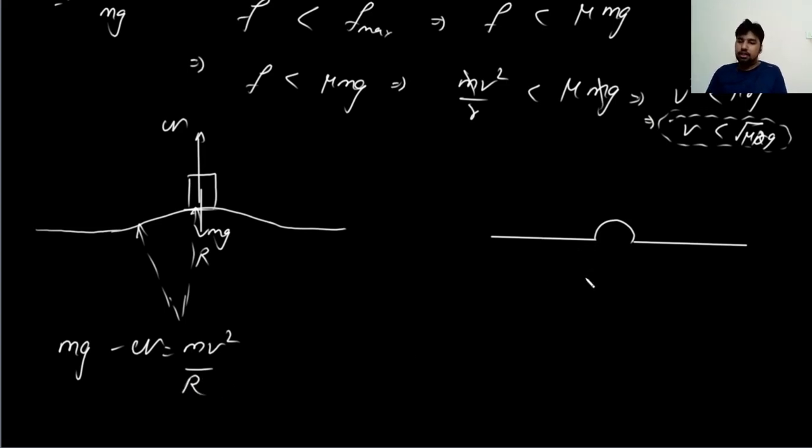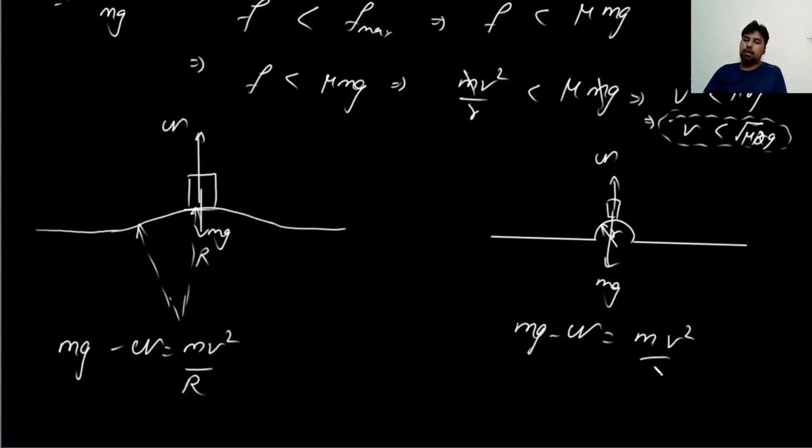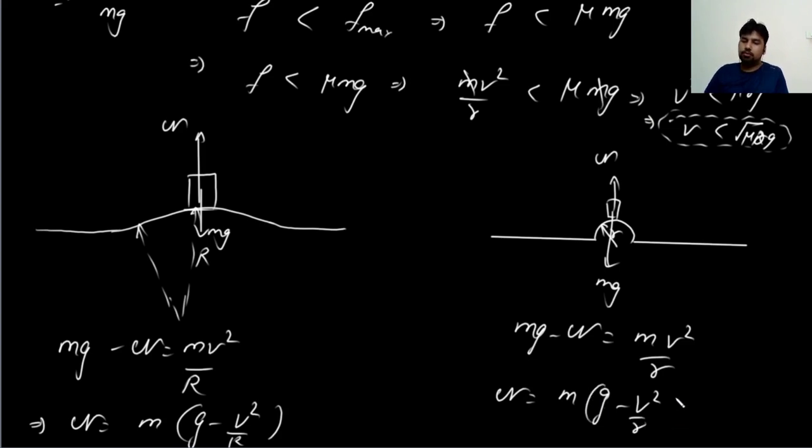And here let's say the radius is small r. N is up, mg is down. Again the same equation: mg minus N should be equal to m v square by r. Now, what will I get from here? N should be equal to m into (g minus v square by r).